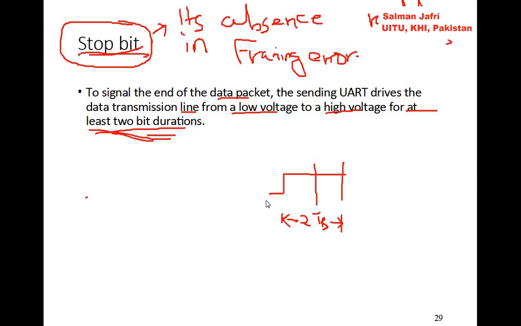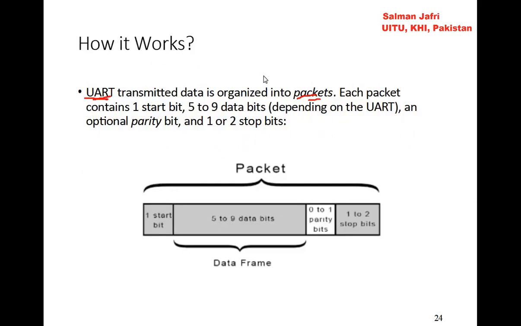Right, and what is a stop bit? The data transmission line is pulled up from a low voltage to a high voltage for at least 2-bit positions. So if the stop bit is not there, its absence will result in a framing error, right? Why is that? The start of the packet was started, but the end was not indicated using the stop bit. So the packet is not complete, or the data frame is not complete, so it results in a framing error.